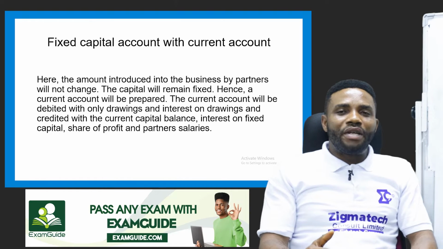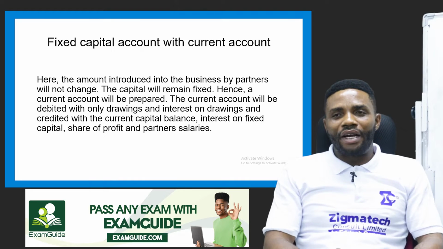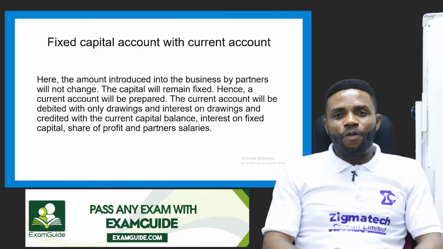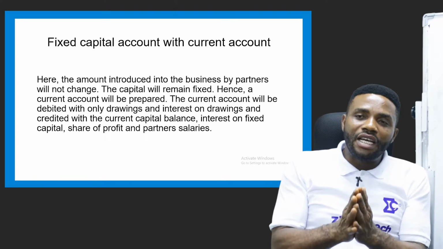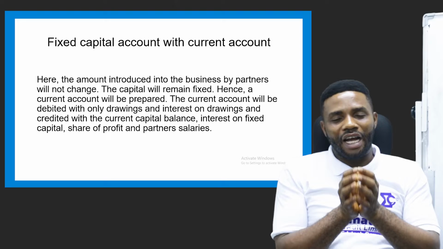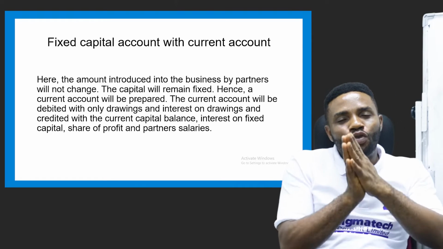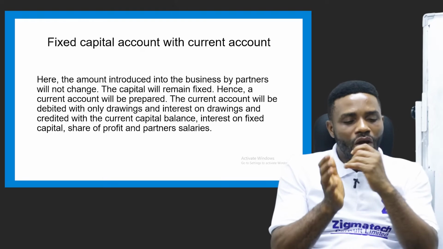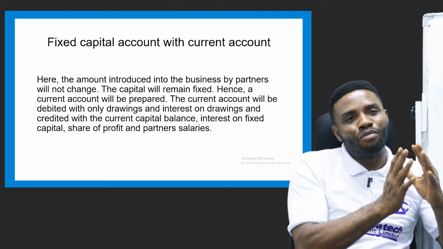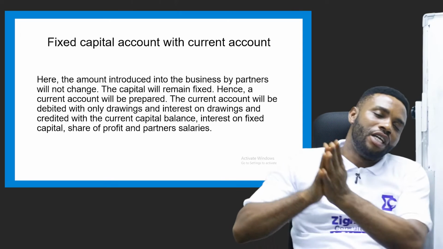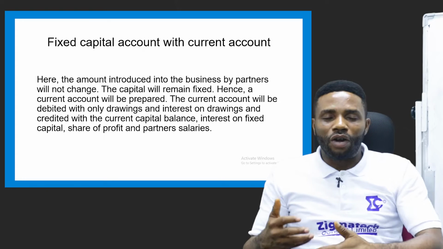The current account will be debited with only drawings and interest on drawings, and credited with the current balance, interest on fixed capital, share of profit, and partners' salary. All of these are the transactions that you can actually find in your current account. So in this case, the partners have two distinct or separate accounts. One is the capital account, the fixed capital account. It's called fixed because that money is not going to be touched. But the other account is the current account, where you can always collect money.